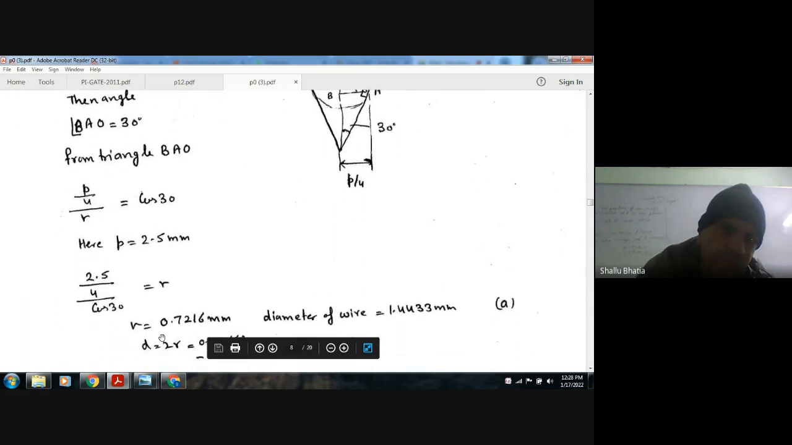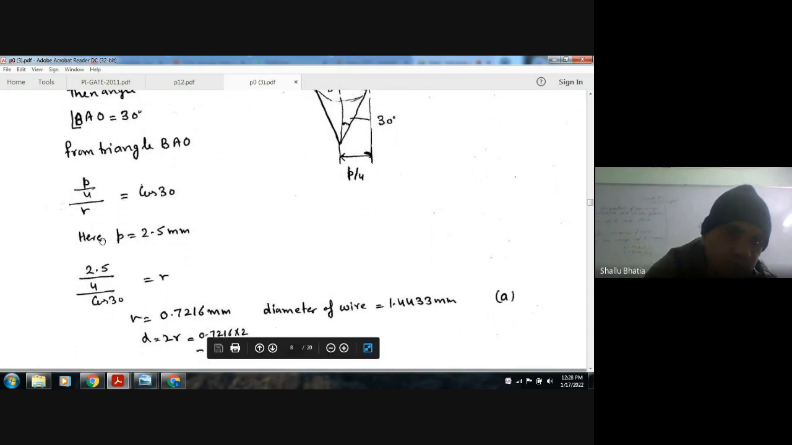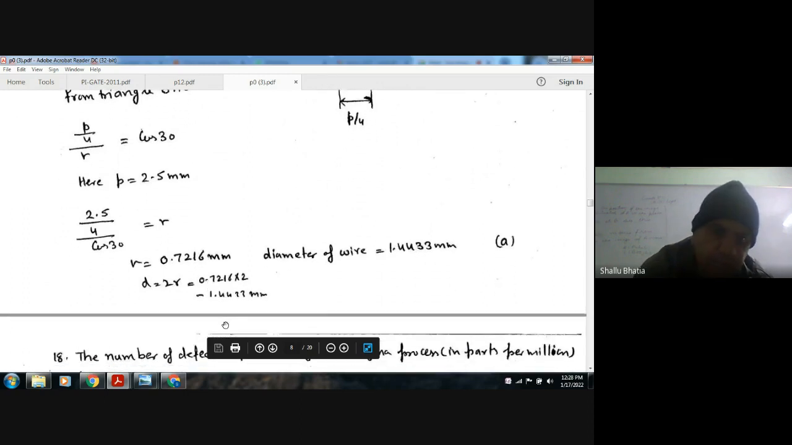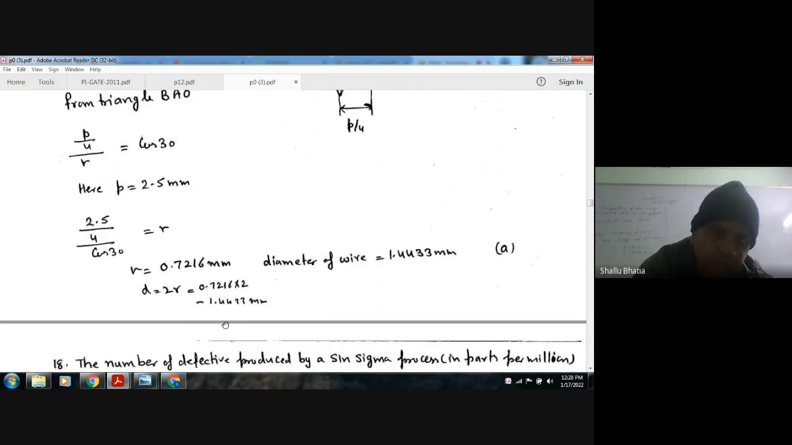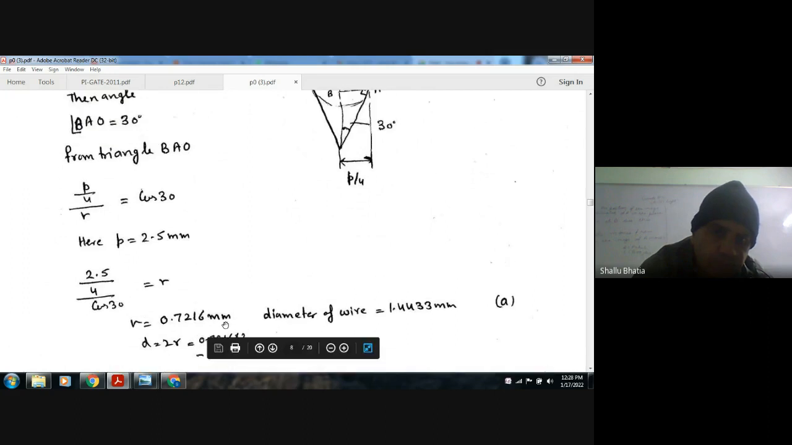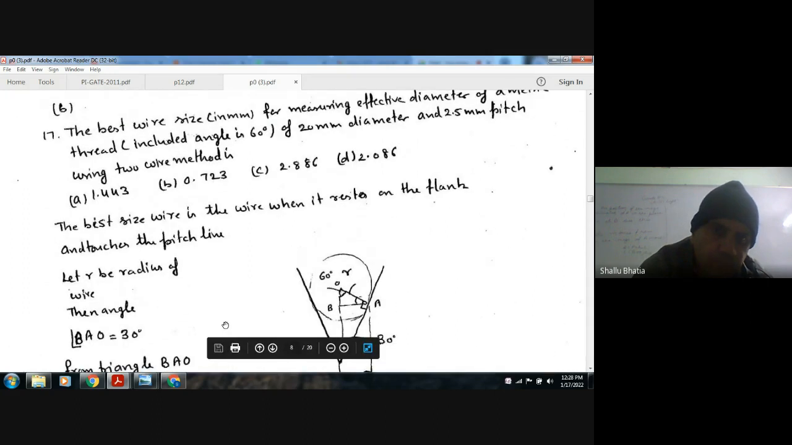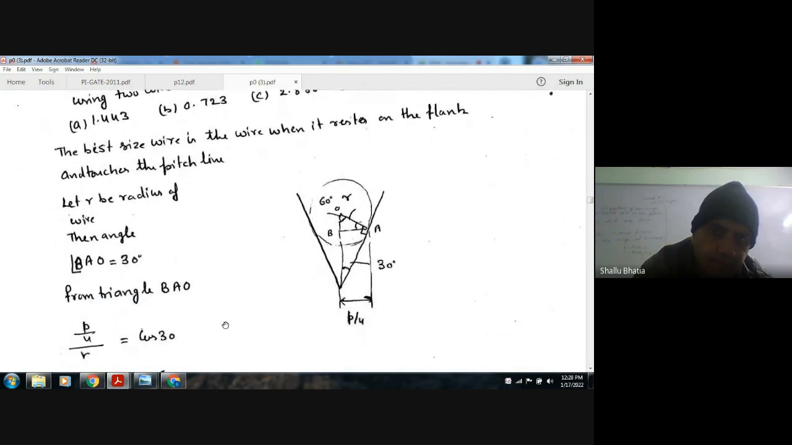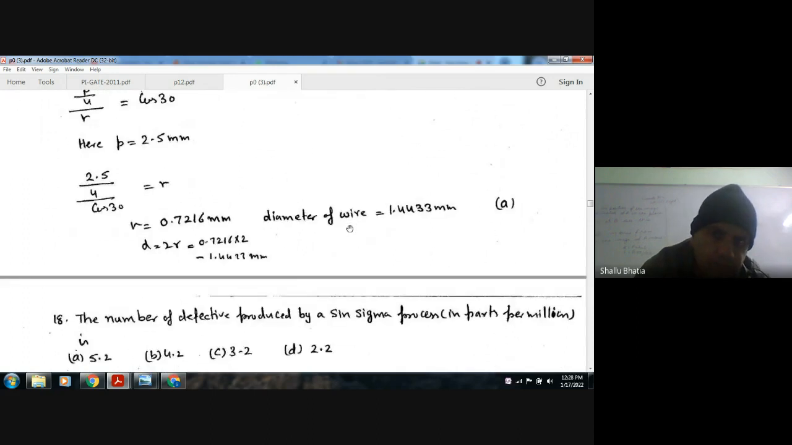Now from this we can find R, because P is 2.5. R is 0.7216 and the diameter of the wire is 1.443. The answer is A. The best wire is the wire which touches the pitch line at the point of contact. This is the point of contact on the pitch line. So the answer is A.